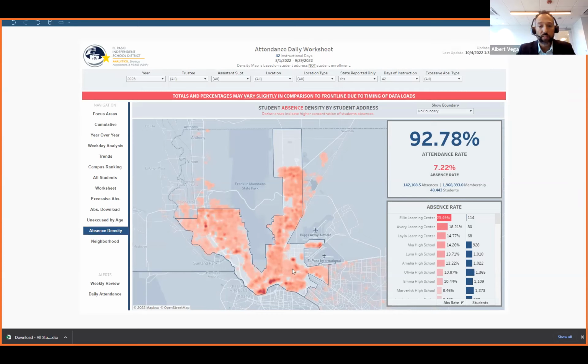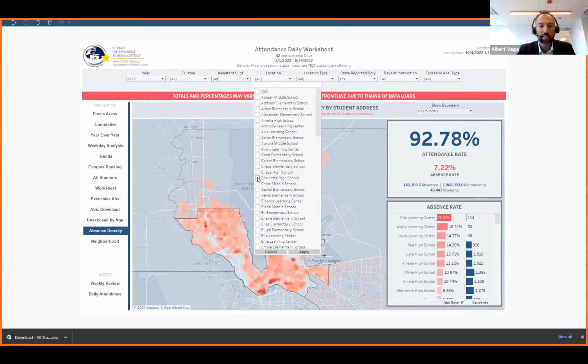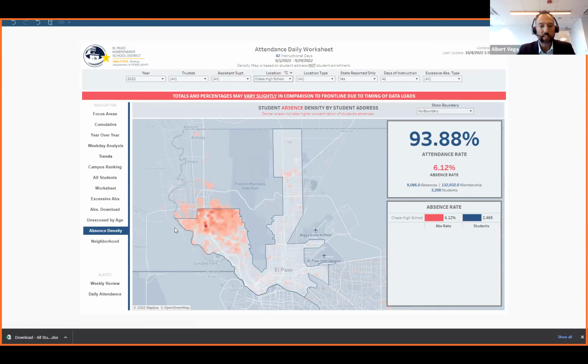So we've developed this dashboard here, and you can see the higher concentration of attendance or absences is reflected here in these dark areas. So I'm going to put my principal hat on again, and I'm going to go look at Chaos High School and show you what it looks like for the campus. When the campus signs in, they're going to see all these students spread out all over the city, and they're attending their campus.